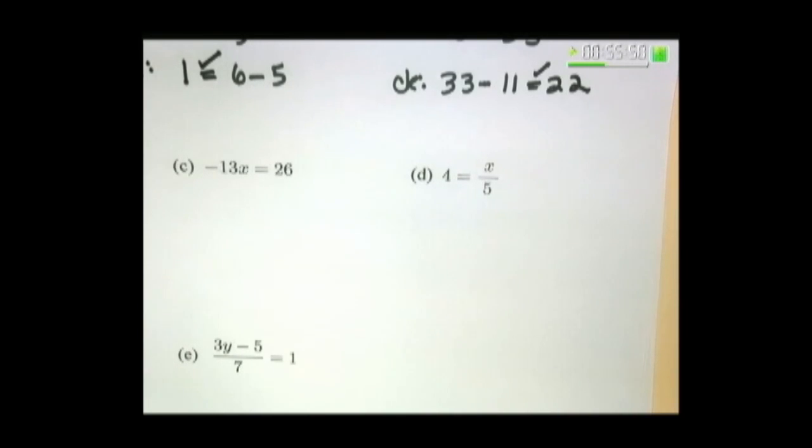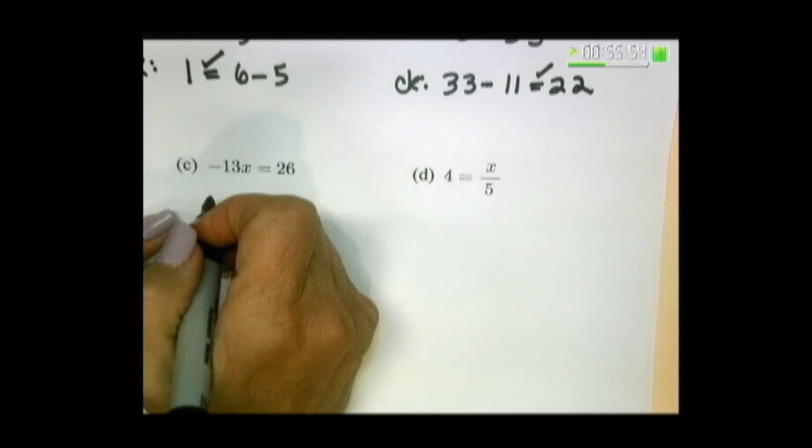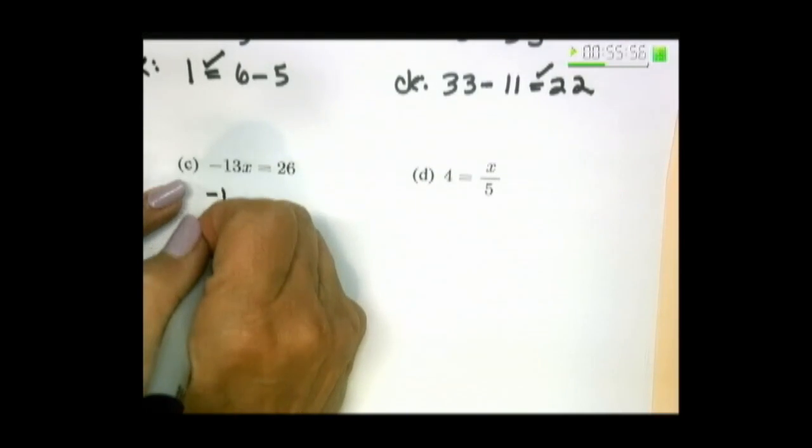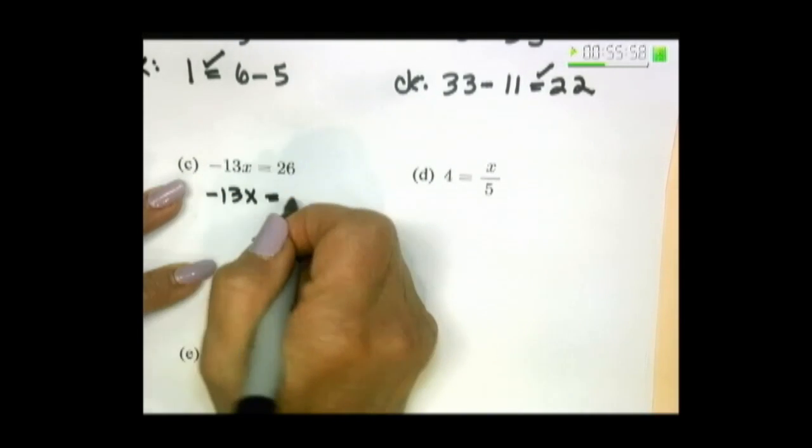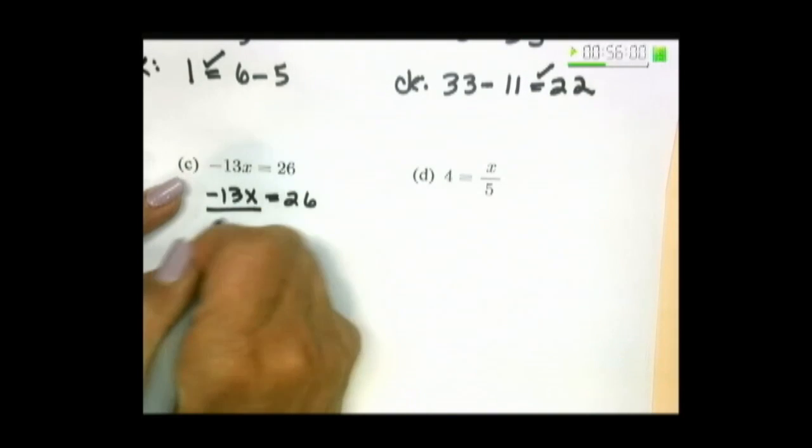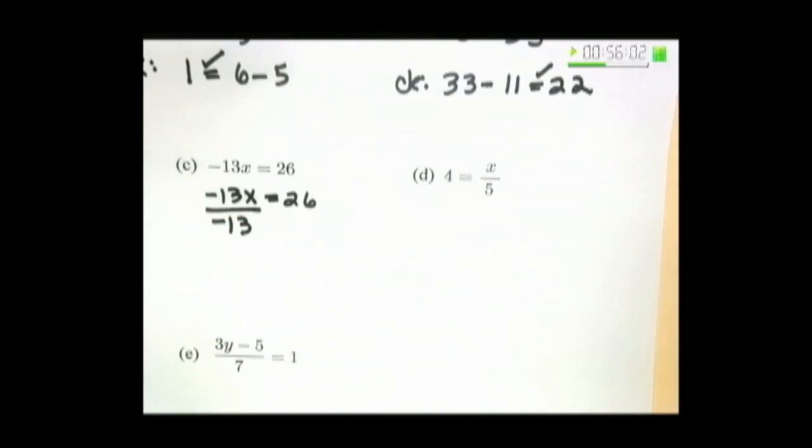Now we have negative 13x equals 26. So x is multiplied by negative 13. We want to undo that by dividing by negative 13. We don't want to divide out the x because we want our last step to be x equals a number. So we don't divide by negative 13x. We only divide by what's with the x. The x has to stay there. So we divide by negative 13.